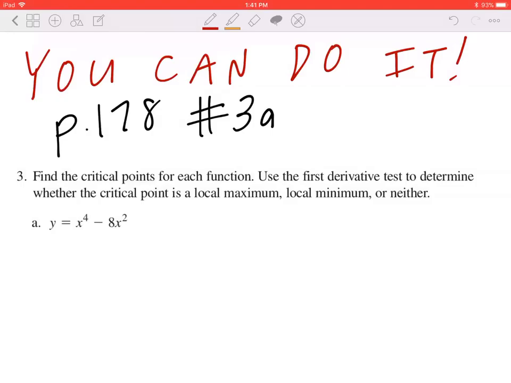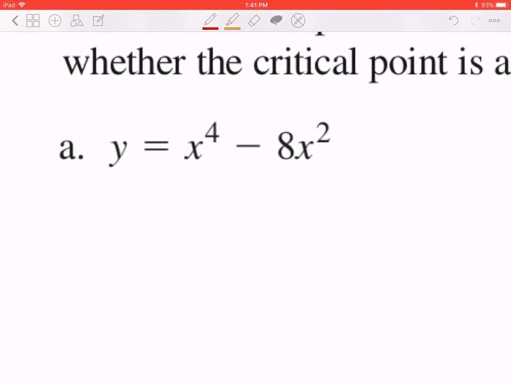Hi everyone, let's take a look at number 3a on page 178. Find the critical points for each function. Use the first derivative test to determine whether the critical point is the local maximum or local minimum or neither.